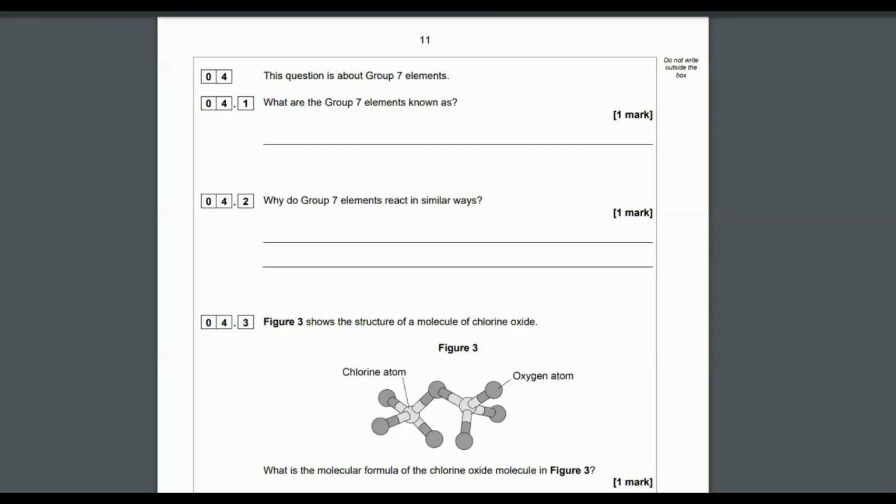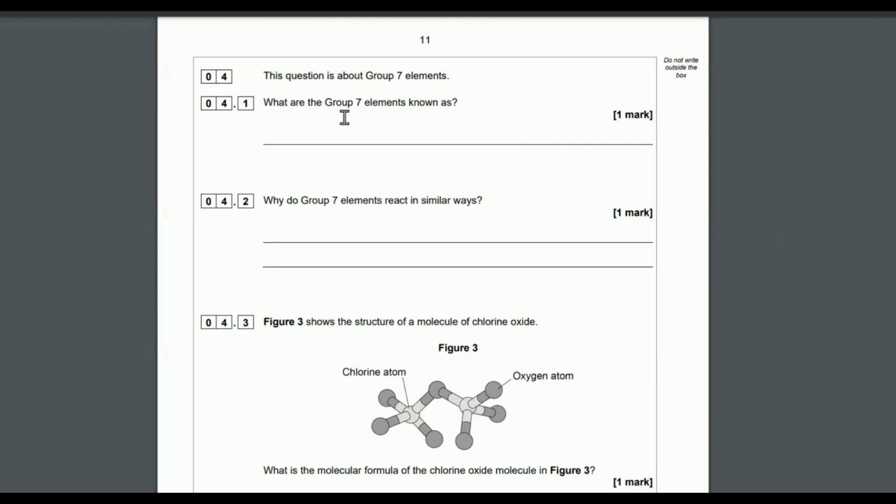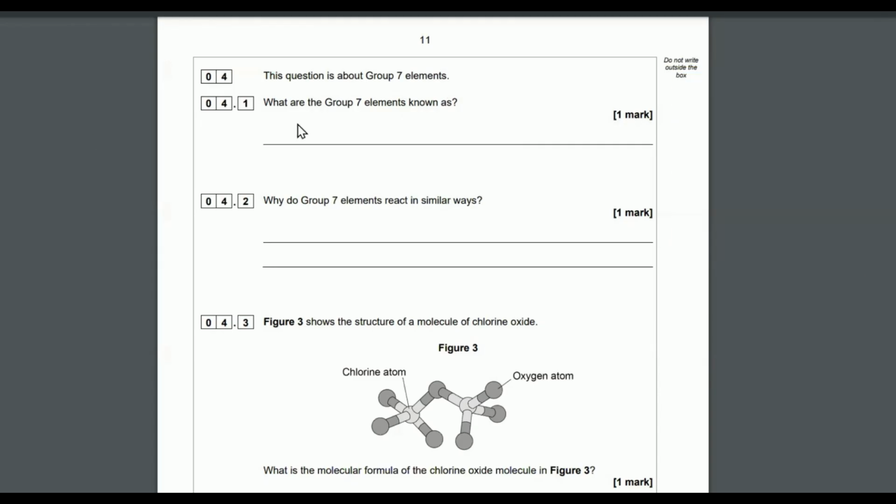Okay, question 4. This question is about group 7 elements. What are group 7? I can't speak properly. Jeez Louise. My gosh, I'll try again, shall we? 3 times lucky. What are the group 7 elements known as? And of course, you should know they're known as the halogens.